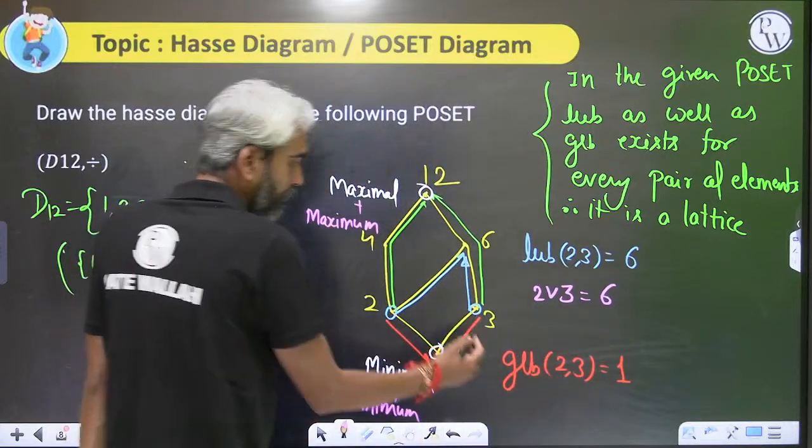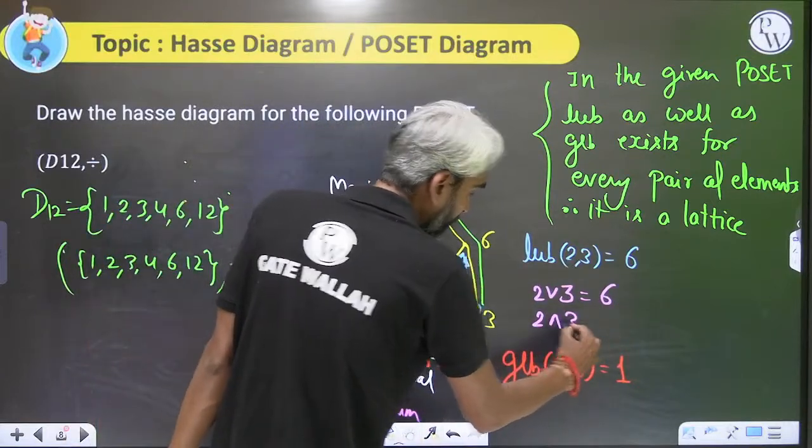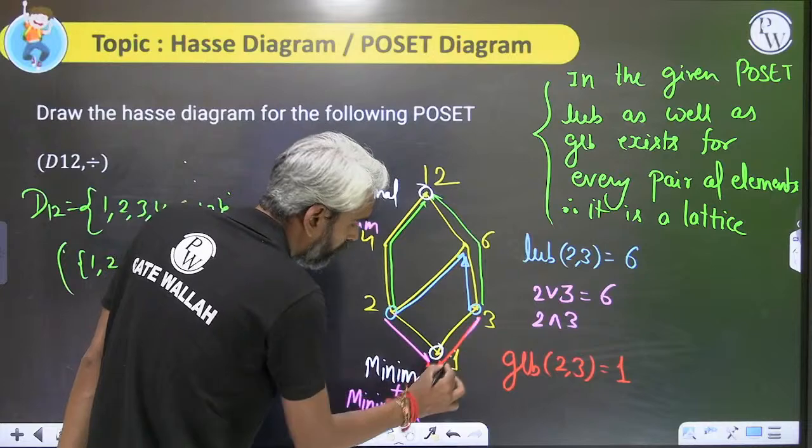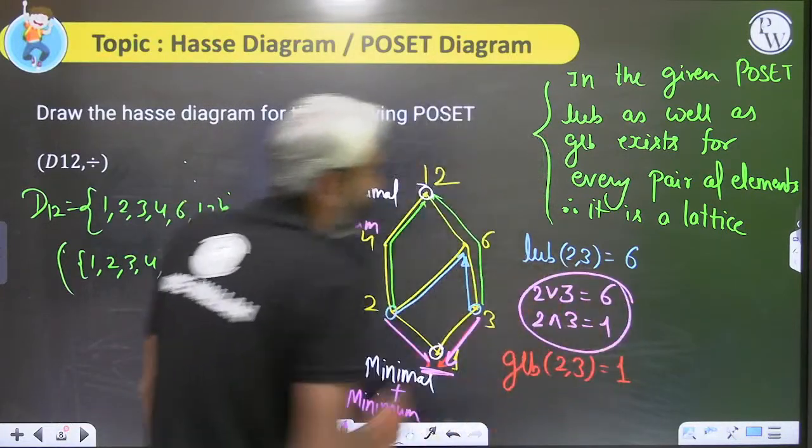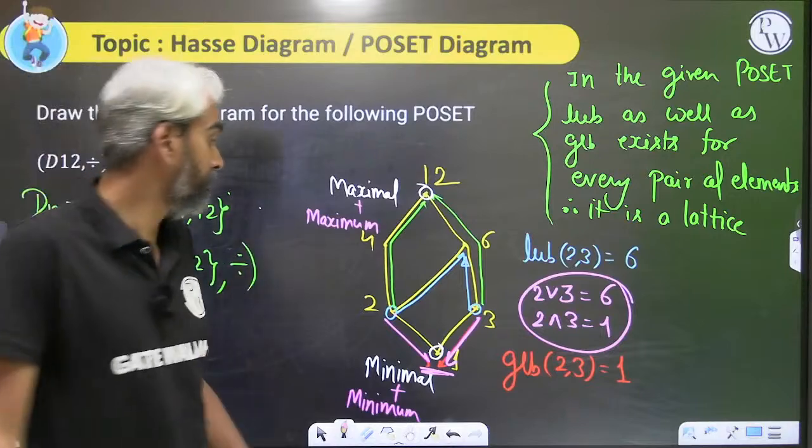So what is the greatest lower bound of 2 and 3? The greatest lower bound of 2 and 3 is where they meet each other at the lower side. So they meet each other at 1. Therefore, the greatest lower bound will be 1. That we have already seen. Don't worry about that.